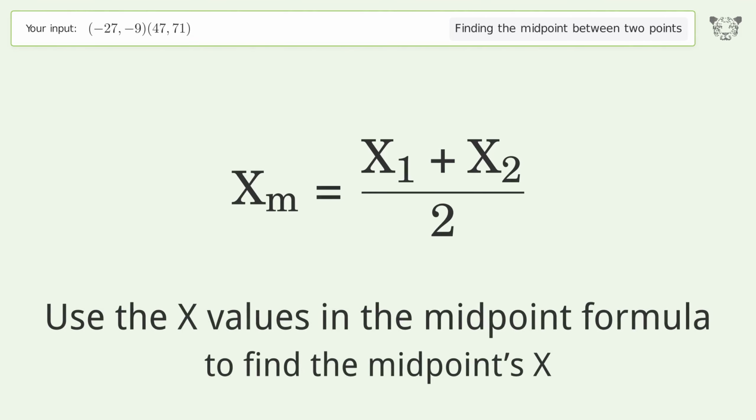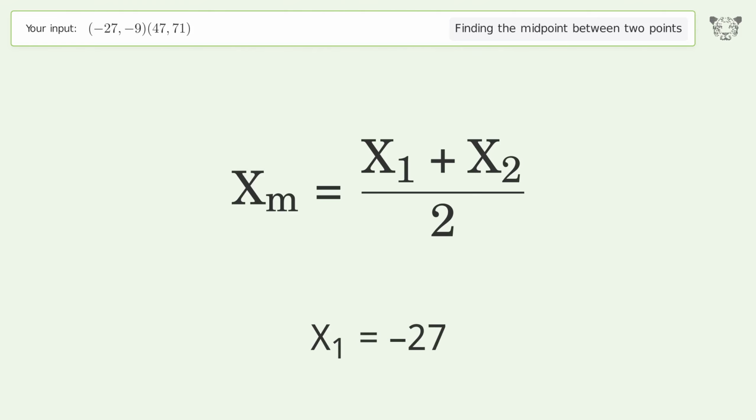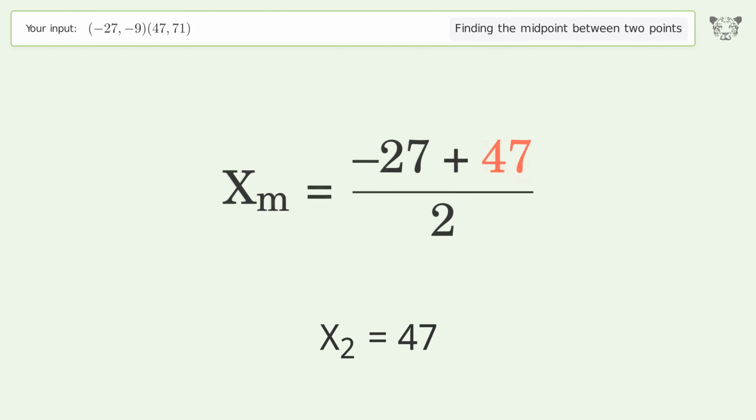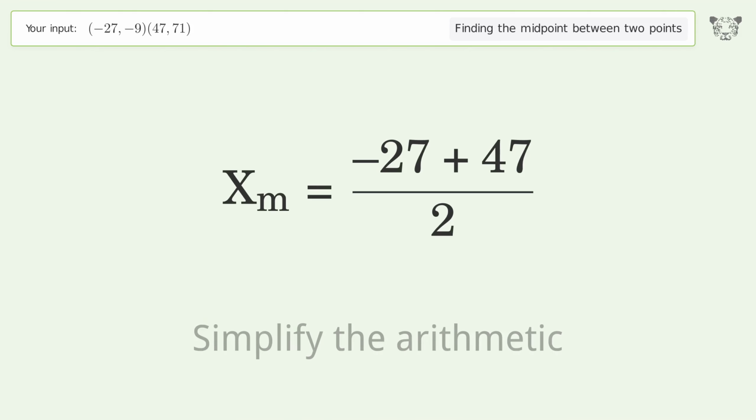Use the x values in the midpoint formula to find the midpoint's x. x1 equals -27. x2 equals 47. Simplify the arithmetic.